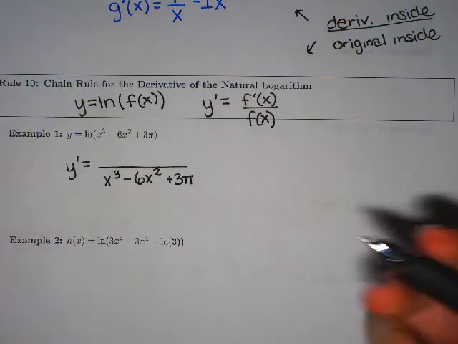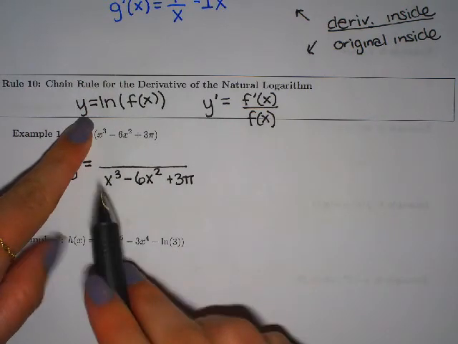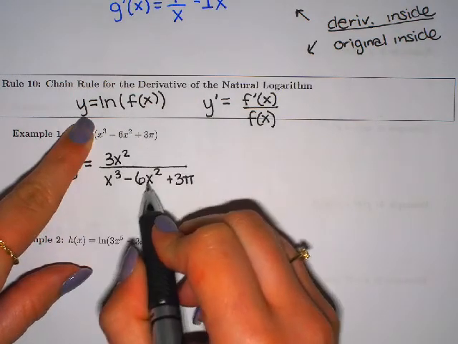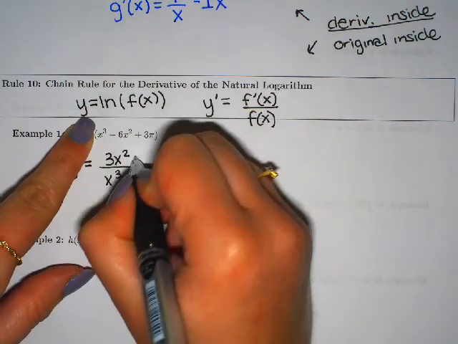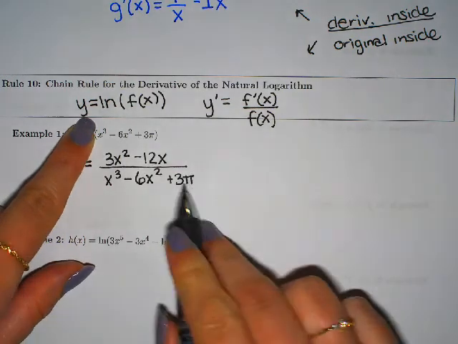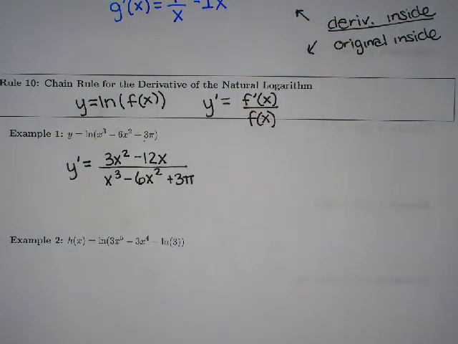And then the harder part is to take the derivative of the inside, so you cover up the ln. Derivative of x cubed is 3x squared. Derivative of negative 6x squared, bring down the power, negative 6 times 2 is going to be a negative 12. X to the first, or just x. And then the derivative of 3 pi, my last piece of the inside, is a constant, so the derivative is 0. So you do derivative over the original.